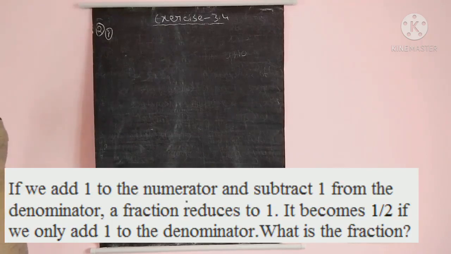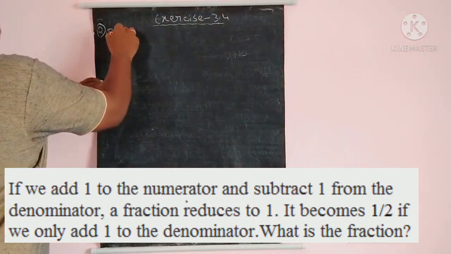Word problems in elimination method, exercise 3.4, first sub question. Given that if 1 is added to the numerator and 1 is subtracted from the denominator, the fraction becomes 1, and it becomes 1 by 2 if we add 1 only to the denominator. Then what is the fraction they are asking?